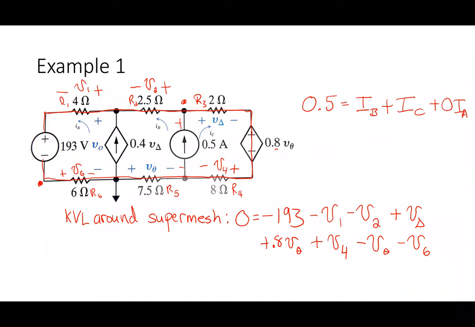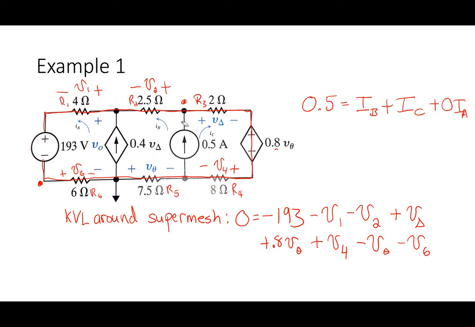There are no current sources in it, so I'm good to go. Anytime I have a current source, I can't write a voltage-current relationship for it, so I can't write a KVL with that element. I can, like I just did, but it's not very helpful to me. I just introduced a new variable that I need to solve for.